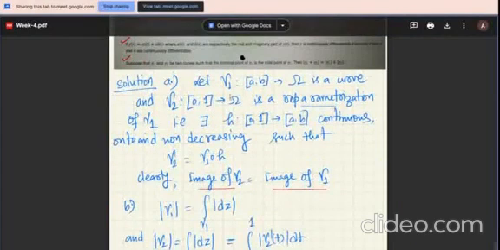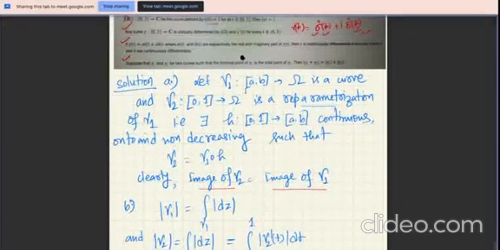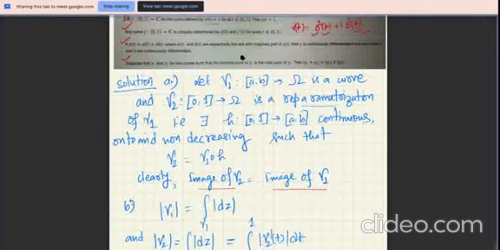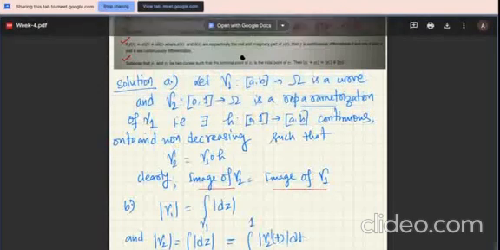Let gamma 1 from a b to omega be a curve, and gamma 2 from 0 1 to omega be a reparameterization. I hope that everyone has gone through all these facts, reparameterization of a curve and other things. Otherwise also I will try to include it in my notes. You can go through it when I upload it.